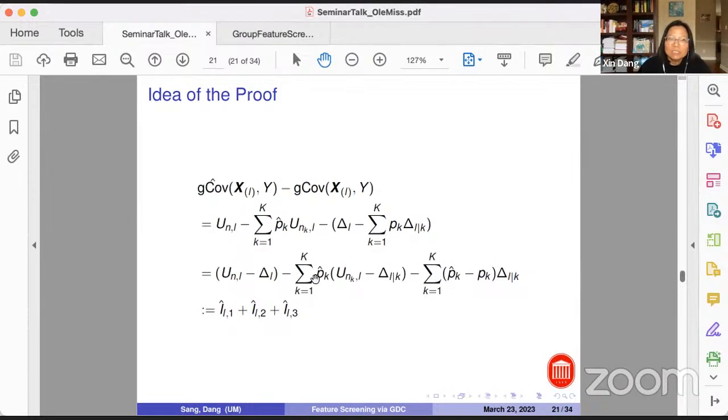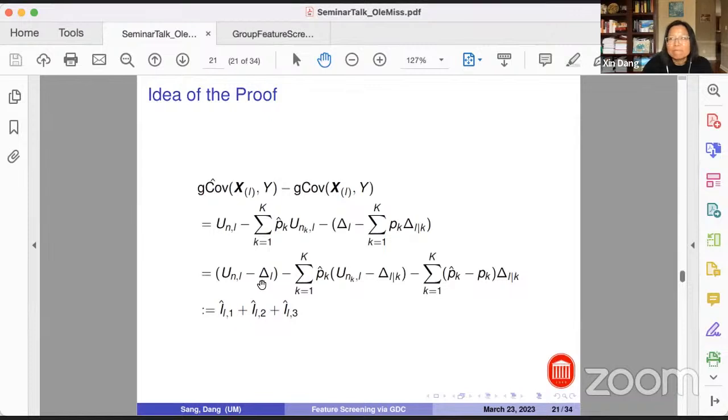First, we partition into 3 parts. The first part is a U statistic. The second part is pk hat times the other U statistic. The third part is your pk hat minus pk. This is just some constant. So it's easy to get the exponential rate for your pk hat minus pk because it's available. Very easy to prove that. The problem is the U statistic in here, the convergence rate.